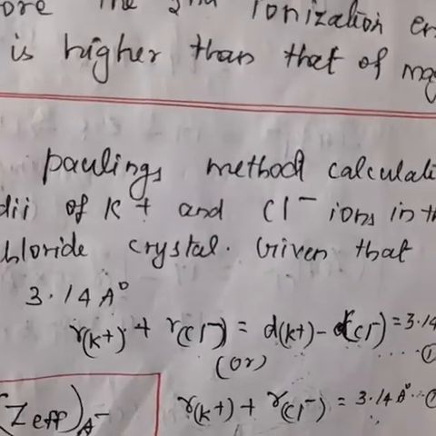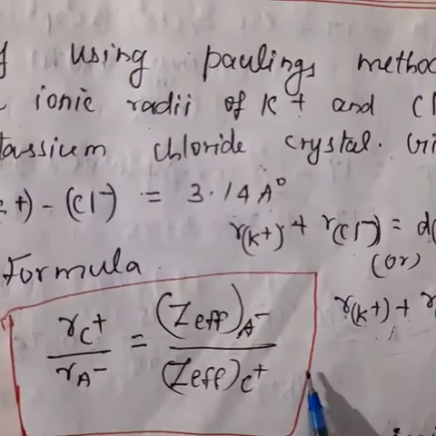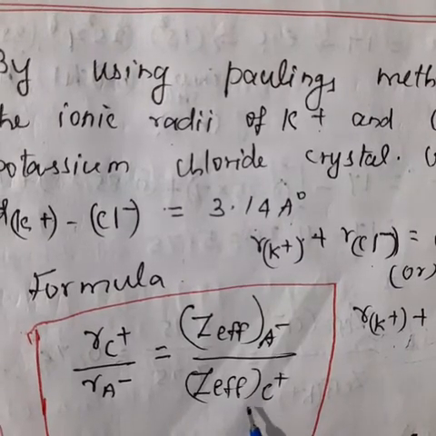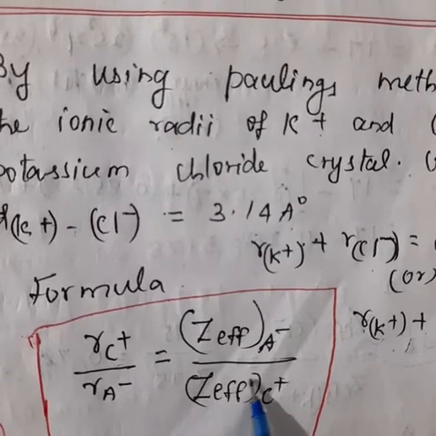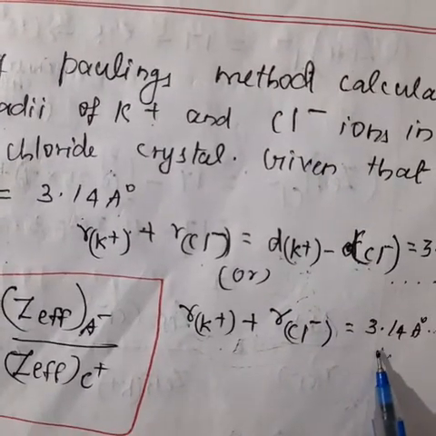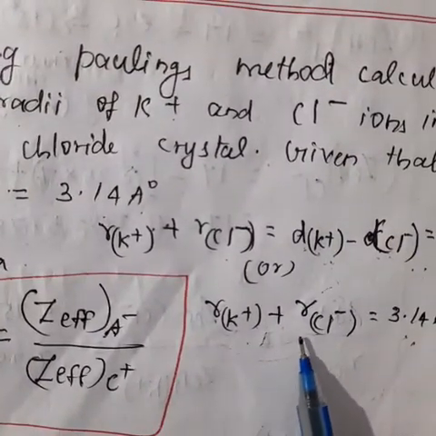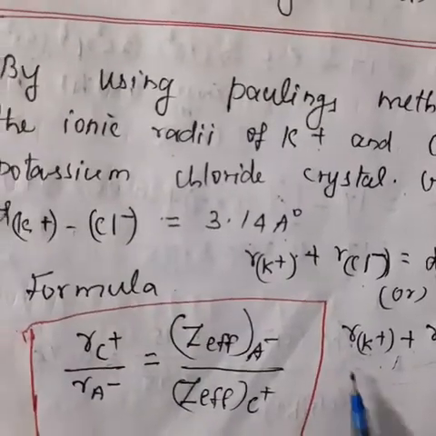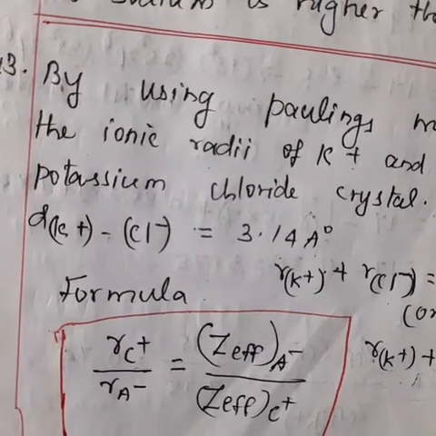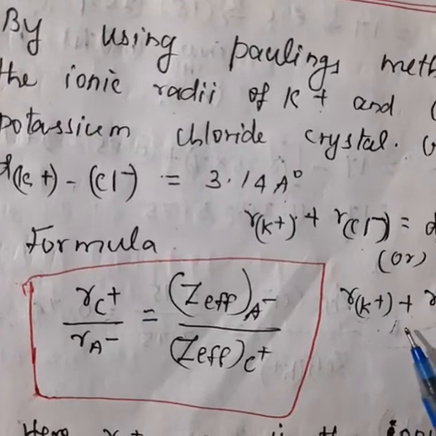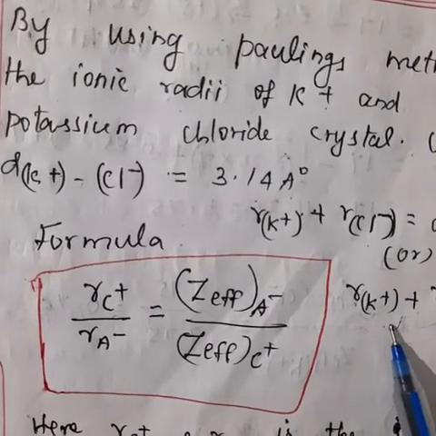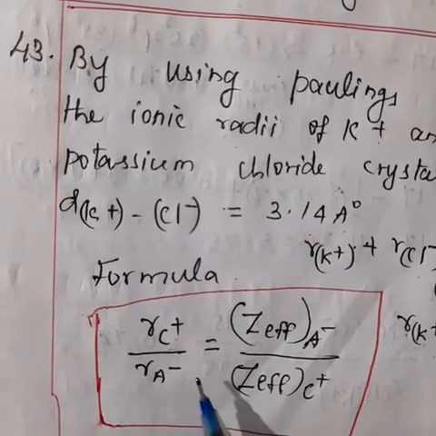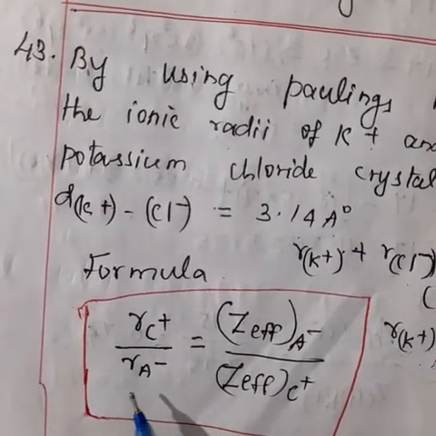So we have to calculate the ionic radii of K plus and Cl minus ions. Here we know one formula: r of K plus plus r of Cl minus is equal to the internuclear distance between potassium and chlorine, that is d of K plus and d of Cl minus, 3.14 Angstrom. Otherwise we can write r K plus plus r Cl minus is equal to 3.14 Angstrom. The distance between these two nuclei is given. So we have to calculate the separate ionic radii for r K plus and r Cl minus ions. For that we can use this formula.